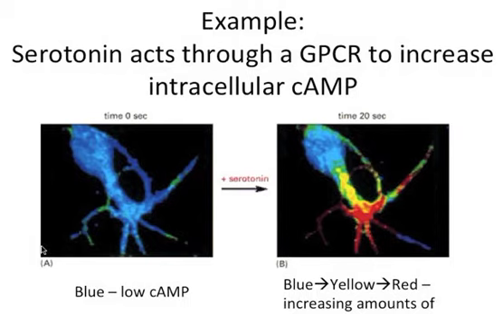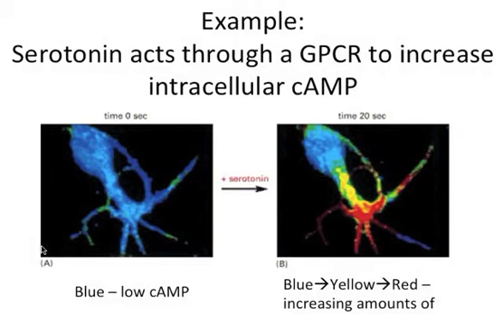Okay, so time 0, blue is very little and red is a lot. So at time 0, not much cyclic AMP. They add their serotonin, it binds to the receptor, activates G protein, activates adenyl cyclase, increased cyclic AMP, all in 20 seconds. And look at that. And so you have increasing amounts of cyclic AMP. Where do you think your receptor is located? If red is a lot and blue is a little? Probably somewhere near the red. Would be logical. So that's what it looks like.